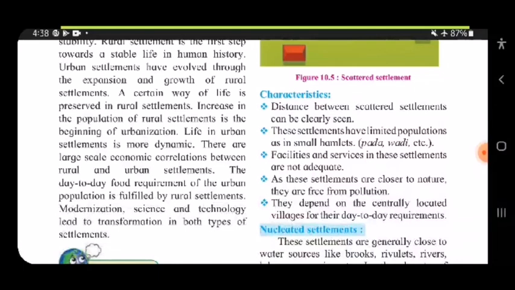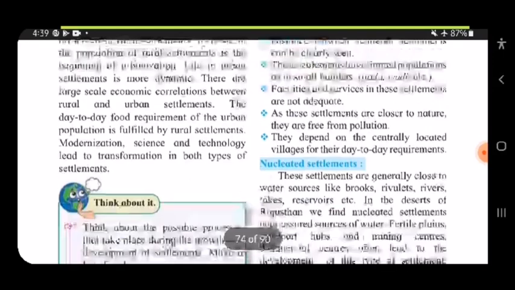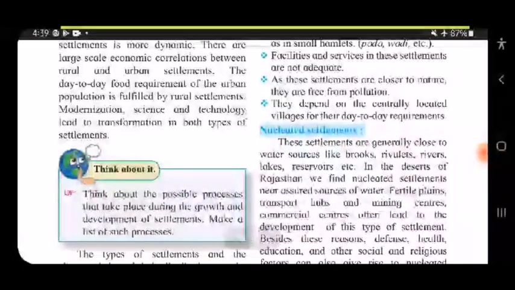As these settlements are closer to nature, they are free from pollution. One thing is good, that there is no pollution. Why? Because there are not many houses and they are living close to nature. They depend on the centrally located villages for their day-to-day requirements. So they depend on other villages. That is scattered settlement. Let's move to the next, that is nucleated settlement.